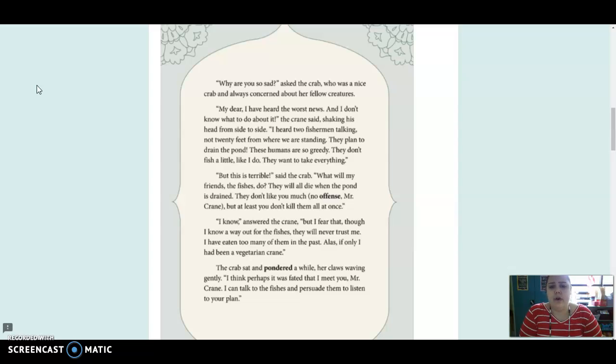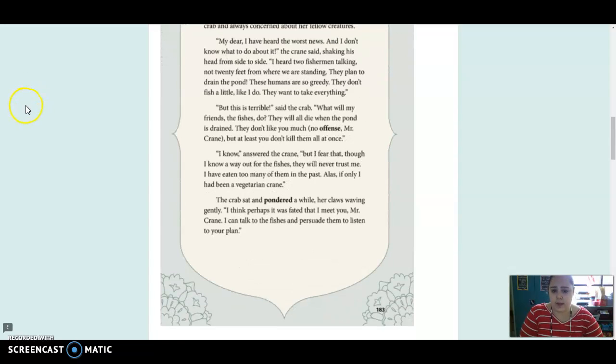"My dear, I have heard the worst news, and I don't know what to do about it," the crane said, shaking his head from side to side. "I heard two fishermen talking not 20 feet from where we are standing. They plan to drain the pond. These humans are so greedy. They don't fish a little like I do. They want to take everything." "But this is terrible," said the crab. "What will my friends, the fishes, do? They will all die when the pond is drained. They don't like you much. No offense, Mr. Crane, but at least you don't kill them all at once."